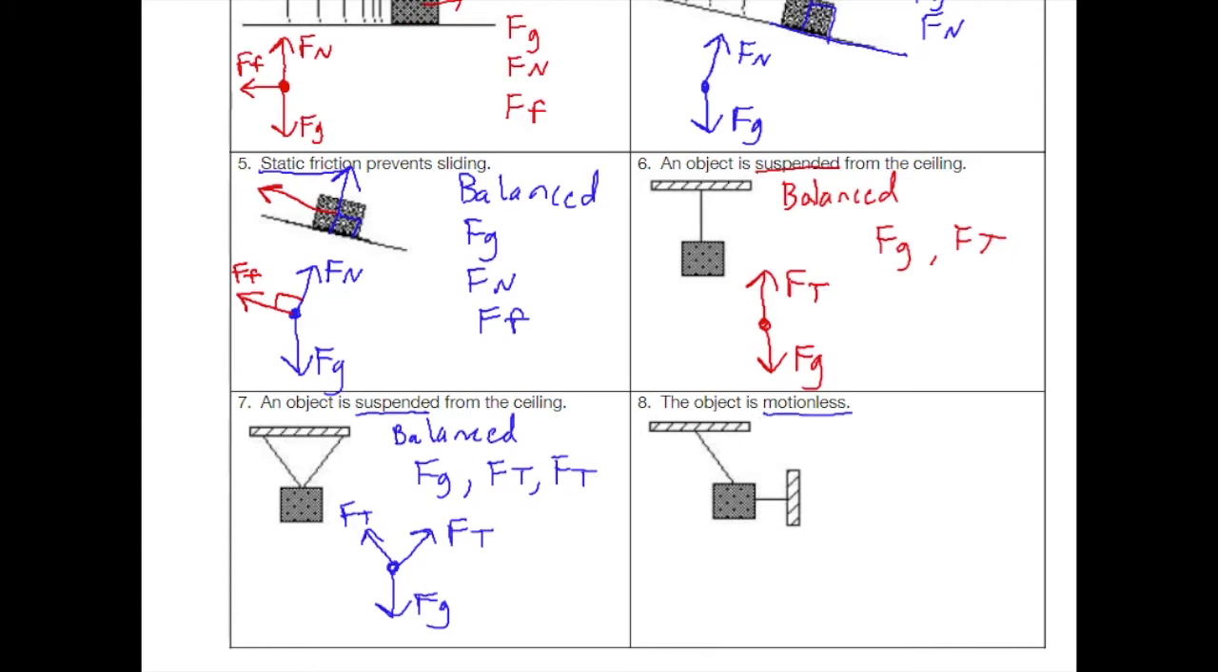Number 8, again, motionless. Therefore, our forces are balanced. I know I have force gravity. I know I have force tension because I see a rope and I see a second rope, so I have 2 force tensions. Doing the same thing I did in problem number 7, I'm going to do force gravity first on my free body diagram, and then my first force tension is going to point in the direction of my first rope, and my second force tension is going to point in the direction of my second rope.